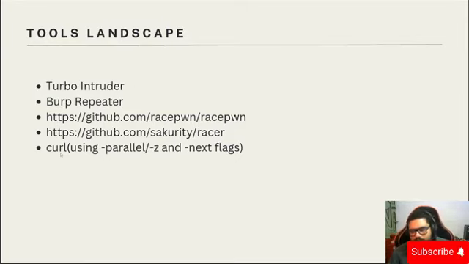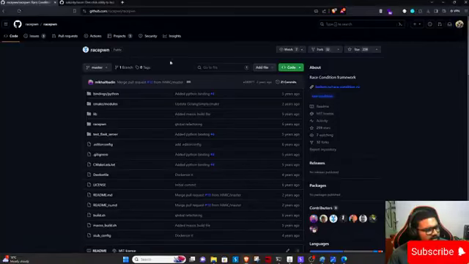Suppose Ubuntu or Kali Linux, you have curl already installed in your system. So you can also achieve race condition using flags like parallel, Z and X. You can see in the documentation of curl how you can do it. But in this course we are mostly using the above two, Turbo Intruder and Burp Repeater. Burp Repeater is, I think, easy to use, and Turbo Intruder is also easy to use, so not an issue. Let me show you the GitHub tools.